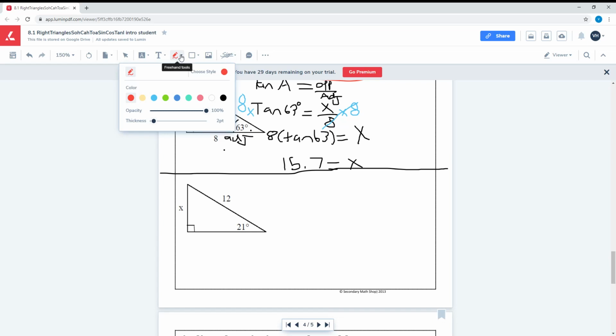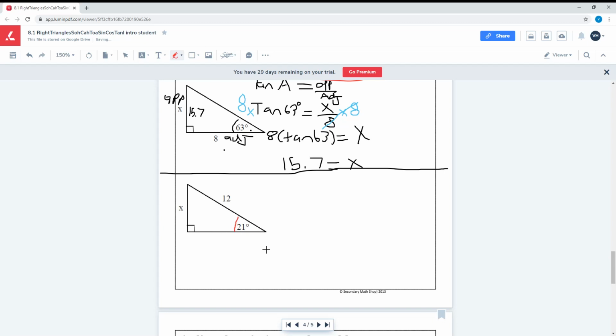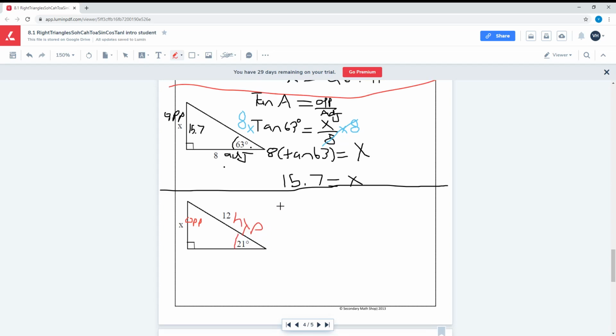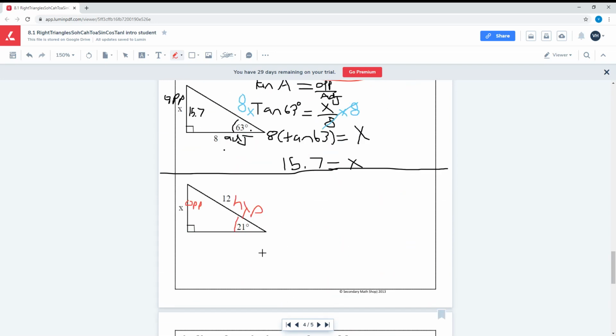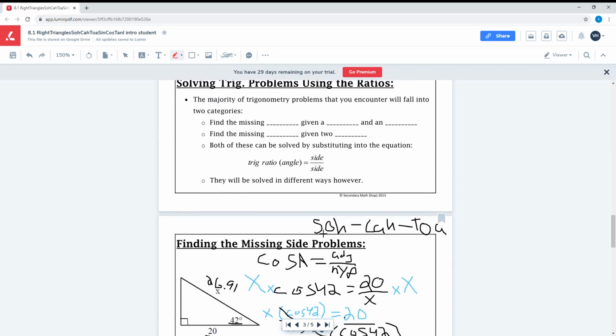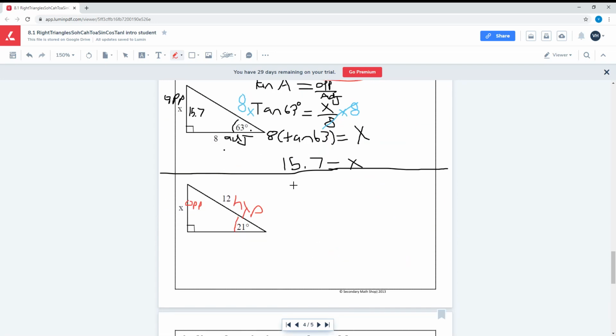In this case, we have to see where our angle is right here, and which lengths we have. So opposite is what we want, and we have the hypotenuse. So we go up to our SOHCAHTOA, and the ratio that deals with opposite and hypotenuse is sine. So first step, sine A, side angle, equals opposite over hypotenuse.